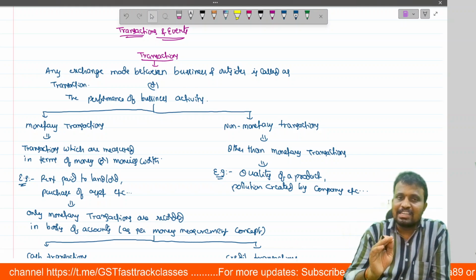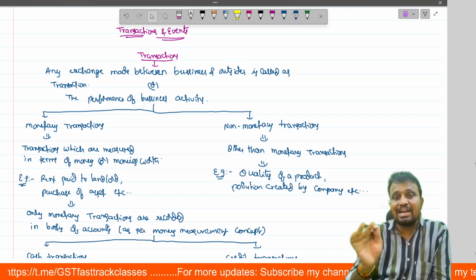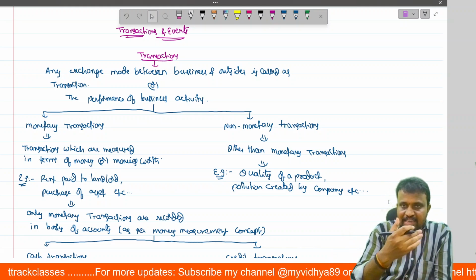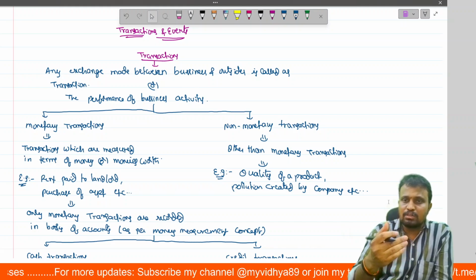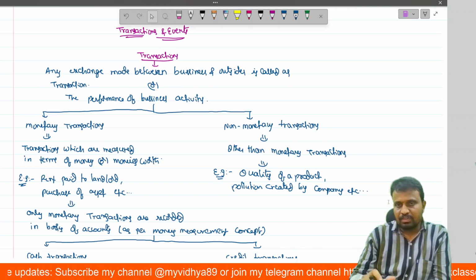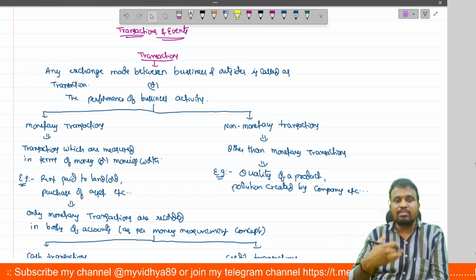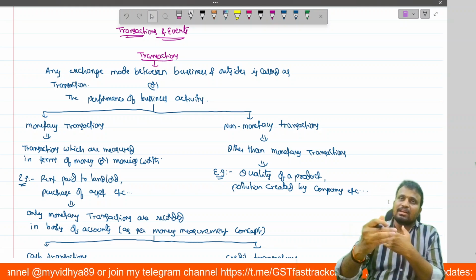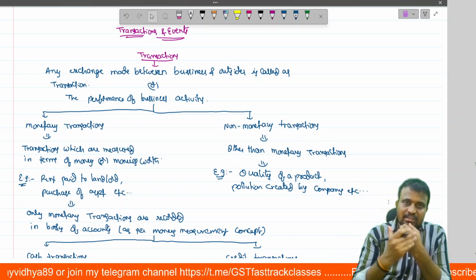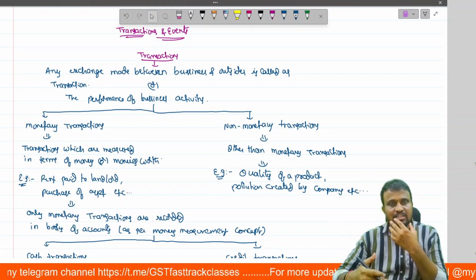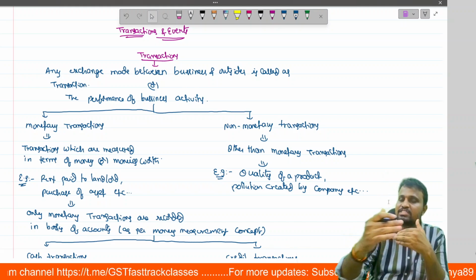A transaction is any exchange made between the business and an outsider. The exchange may be in terms of goods, cash, service, or any mode. Any exchange made between business and outsider is said to be a transaction. For example, rent paid to the landlord: we receive the service from the landlord and in return we pay cash. The exchange is made in terms of service and cash.